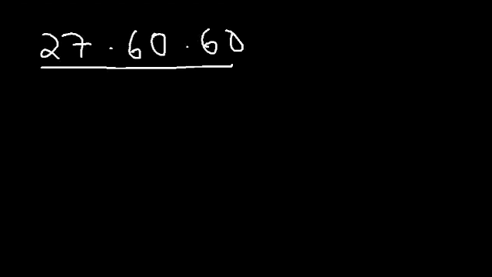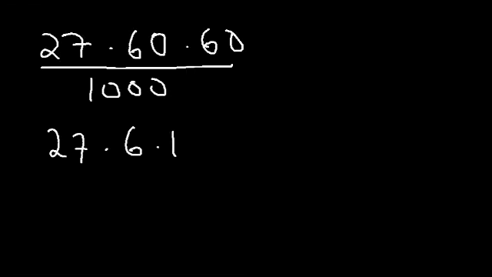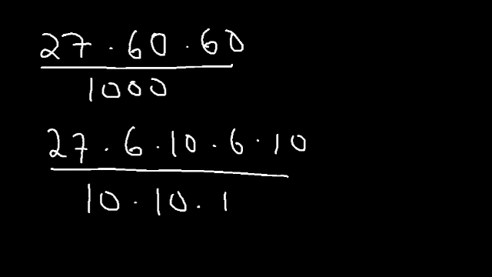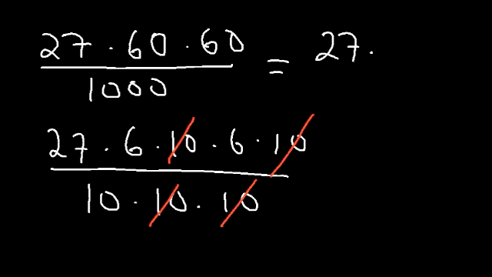Now, we're really not supposed to use the calculator. So let's see if we can get the same answer without the calculator. So it was 27 times 60 divided by 1,000. So how can we reduce this? Well, 60 is 6 times 10. And so the other 60, we can break into 6 times 10. Now 1,000 is 10 times 10 times 10. So let's cancel 2 of the 10s. So now what we have left over is 27 times 36 divided by 10.